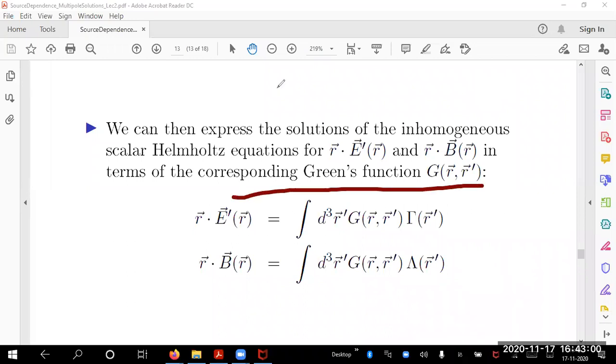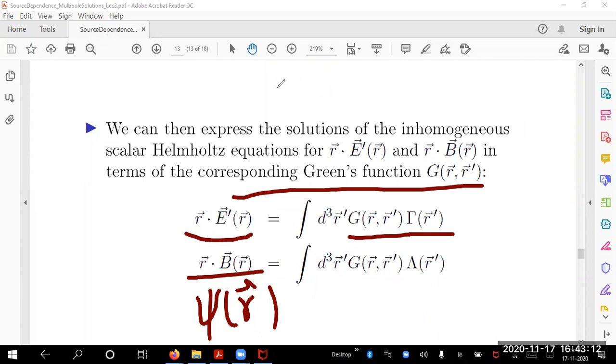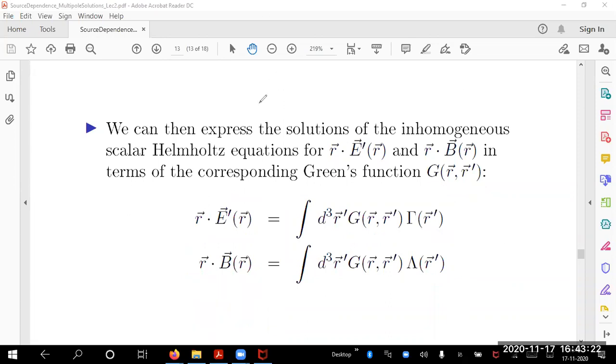R dot E prime, what I wrote as psi of r, that is R dot E prime of r. The solution is given by G of r prime into gamma of r prime. Similarly, R dot B of r. So I will write this. I hope you are able to understand. If you don't, then please ask me. So right now I will continue.